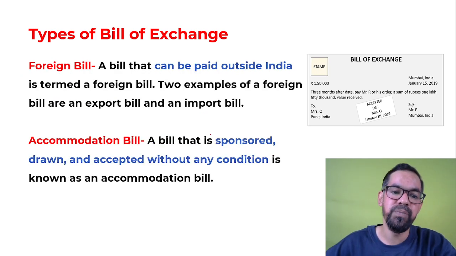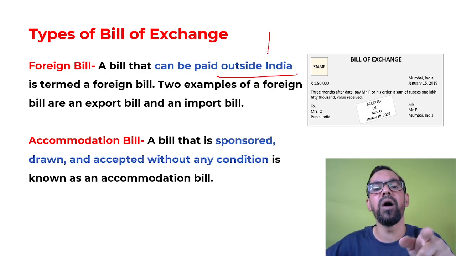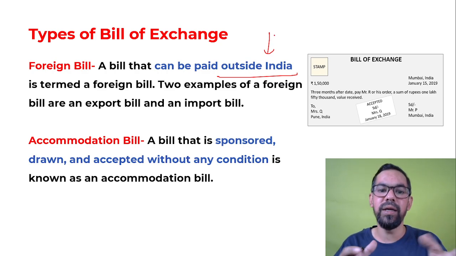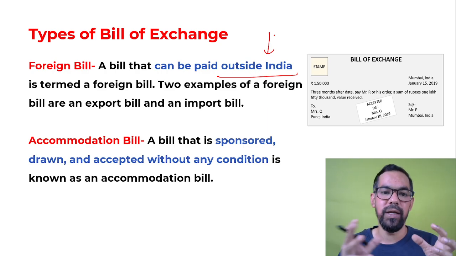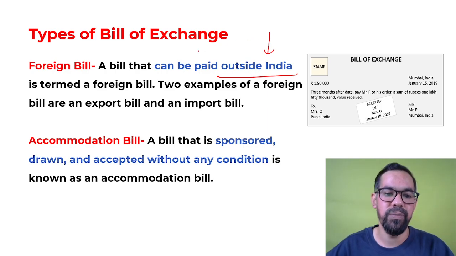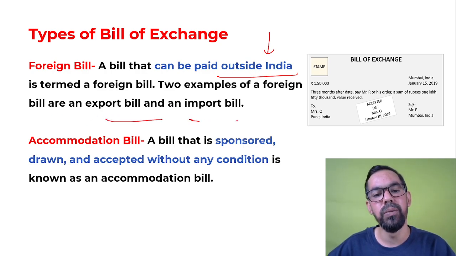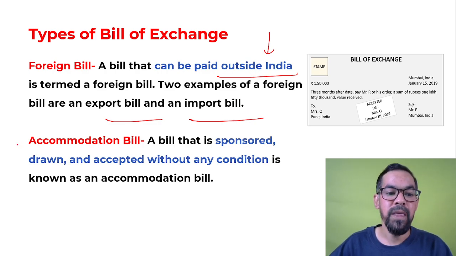Next one, foreign bill. A bill that can be paid outside India. In case of an inland bill, that is paid in India only. In case of a foreign bill, you can pay it in India or even outside India as well. Two examples of a foreign bill are export bill and import bill. This is the best example for the foreign bill.